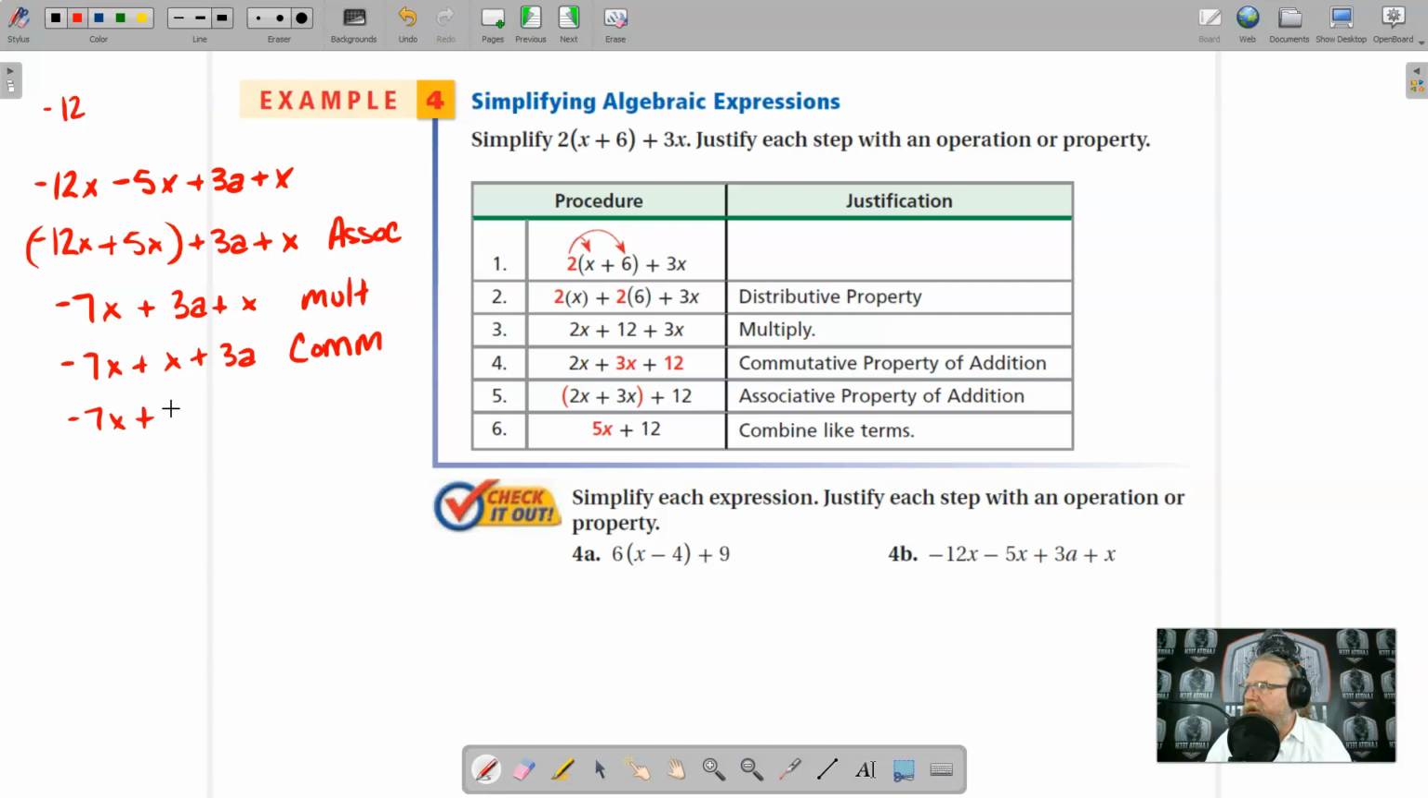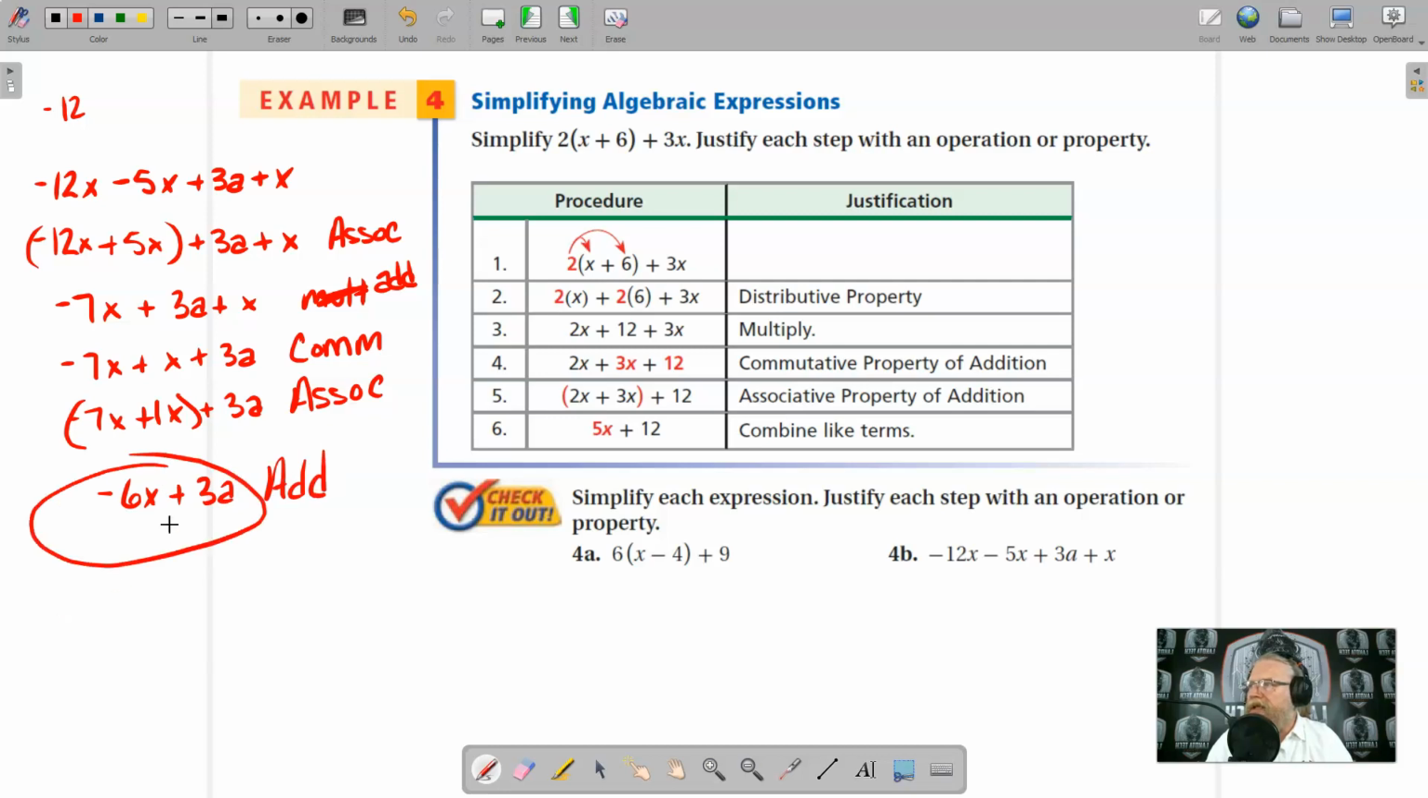See how this could really work out to be a really long process. I got to group these. That's associative property. Now, this was multiplying, this was adding. There we go. And now I have to add those together. Remember, there is a 1 right here in front of that. So negative 7 plus 1 is a negative 6. I get negative 6x plus 3a, and that was from adding. And finally, we're at its simplified form, and it took, what, 1, 2, 3, 4, 5 lines to get there.